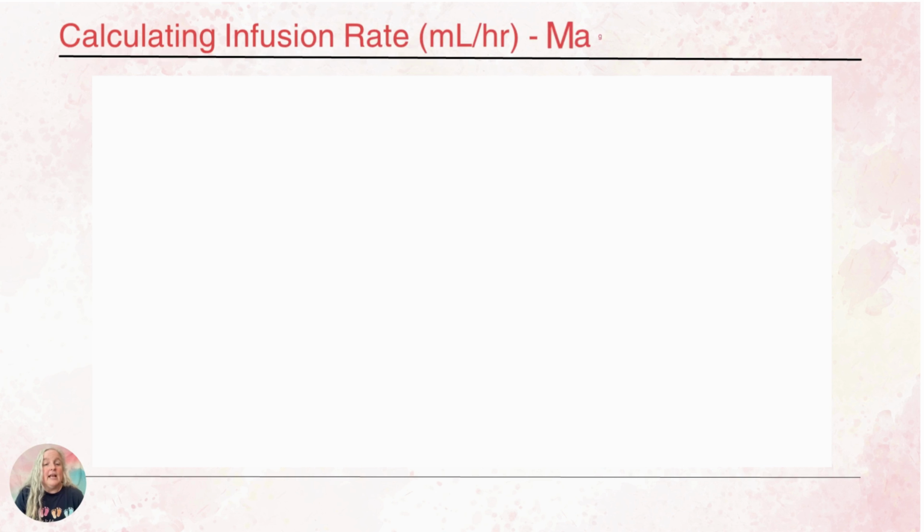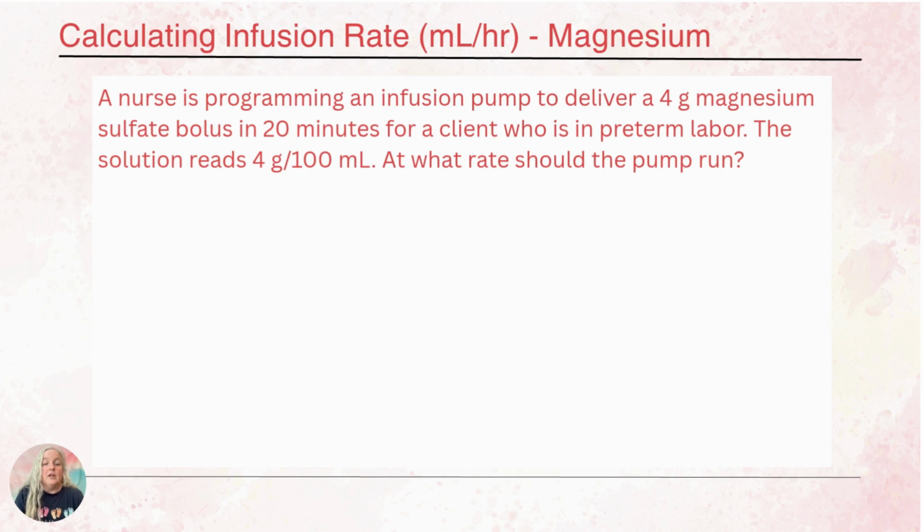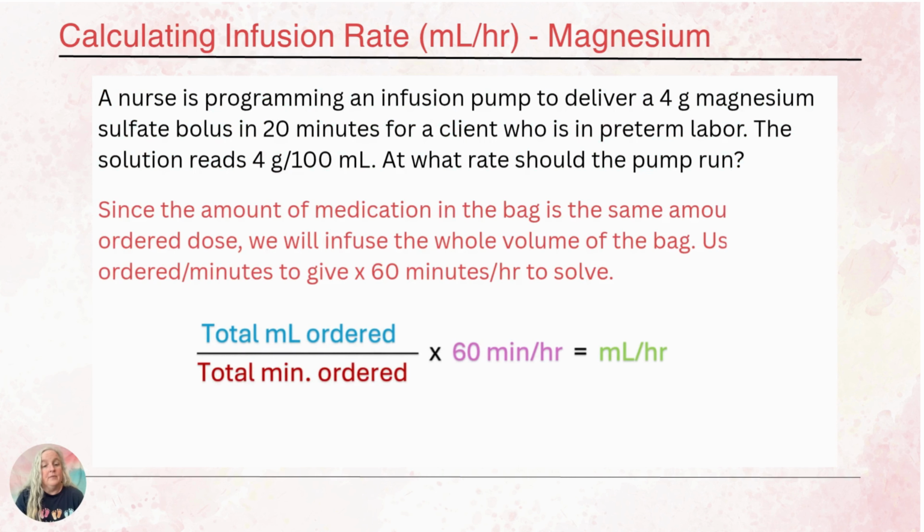Let's calculate an infusion rate for magnesium sulfate. A nurse is programming an infusion pump to deliver a 4-gram magnesium sulfate bolus in 20 minutes for a client who's in preterm labor. The solution reads 4 grams in 100 milliliters. At what rate should the pump run? Since the amount of the medication in the bag is the same amount as the ordered dose, we're going to infuse the whole volume of the bag.